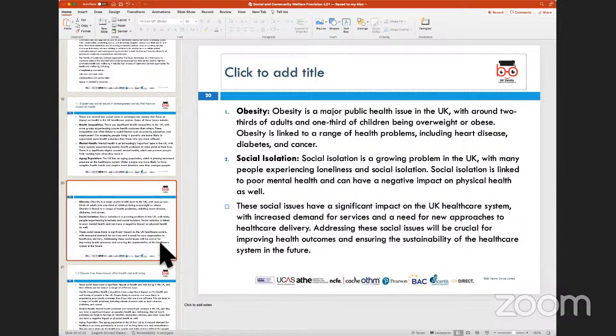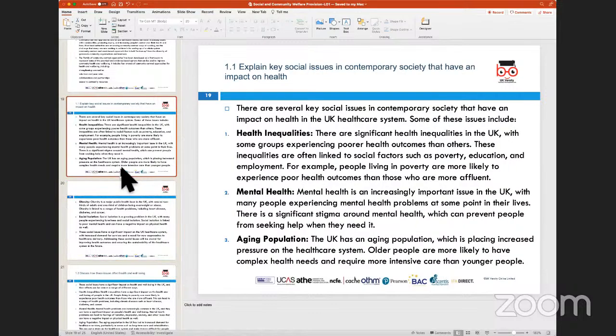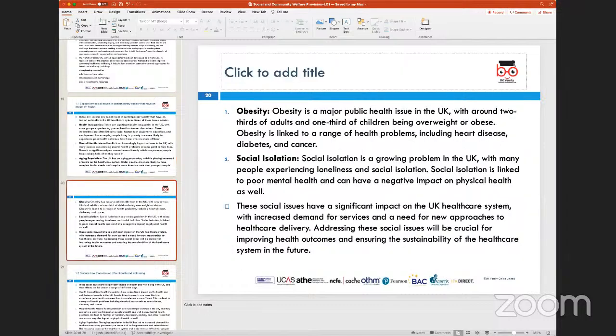And in those cases, social isolation can lead to mental health illnesses, and mental health and well-being in general tends to be affected. So these are issues that we need to look at covering when we talk about contemporary issues that can impact health and social care of a particular individual. Now, any questions on the first assessment criteria? Any questions?